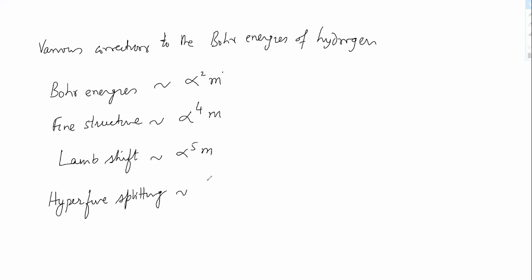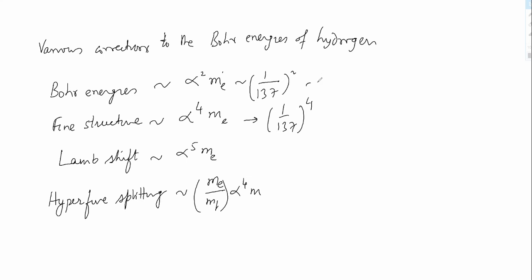This is of the order of me over mp, alpha 4. Therefore, what you are realizing is that this is 1 by 137 square, and this is 1 by 137 to the power 4. That means if I consider this to be 100, this is of the order of 10 power minus 4, this is of the order of 10 power minus 8, and this is of the order of 10 power minus 10.